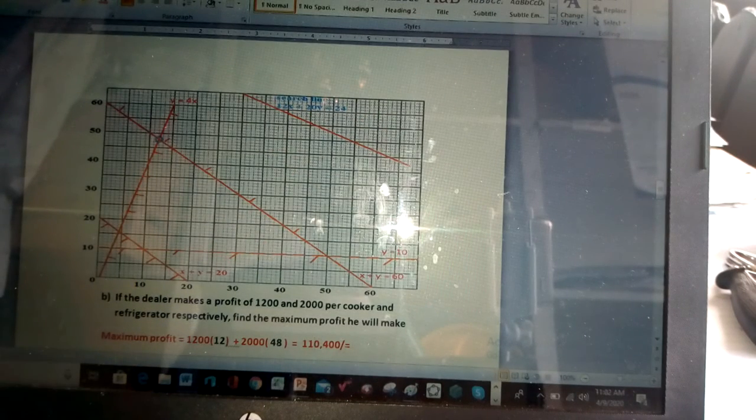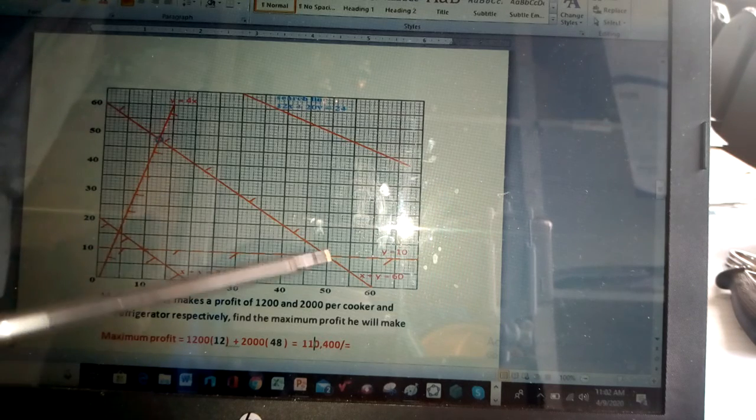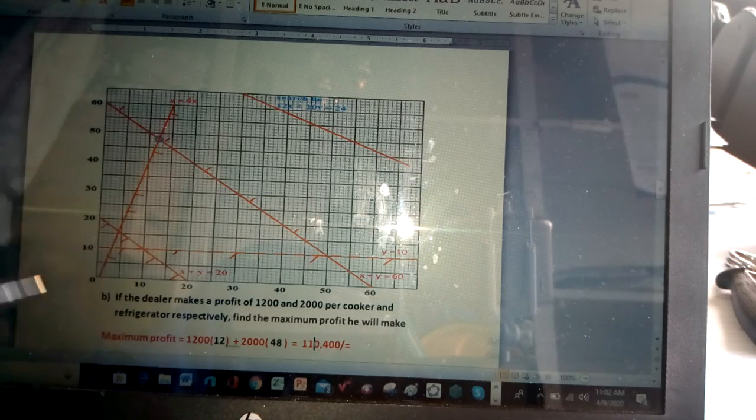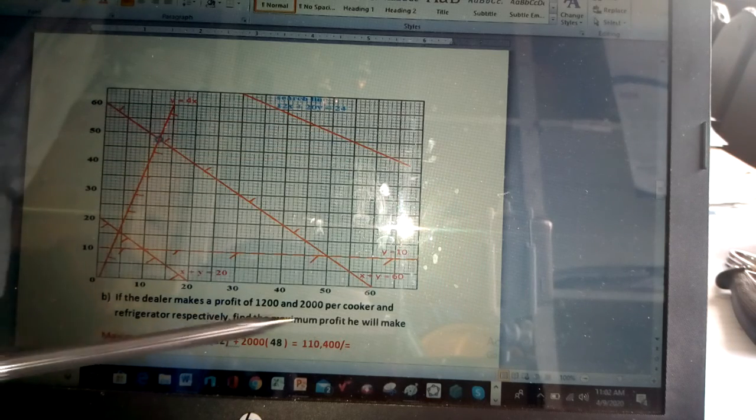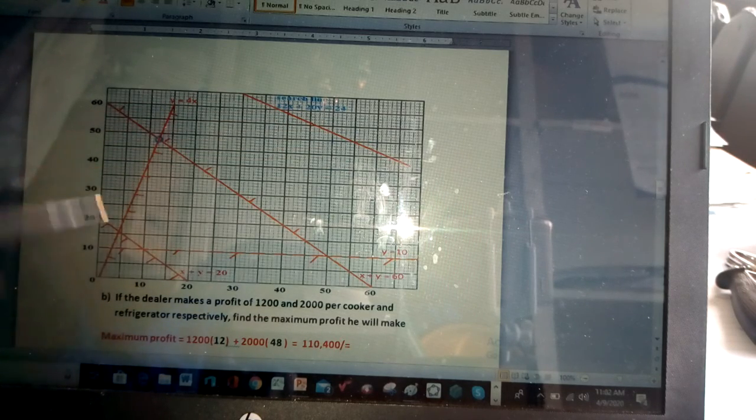That is how your graph will look. Okay, your graph will look like this. You try and compare with mine. Don't bother about this. Just this. Okay.